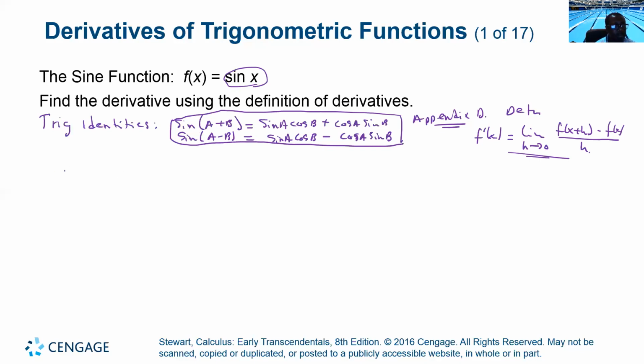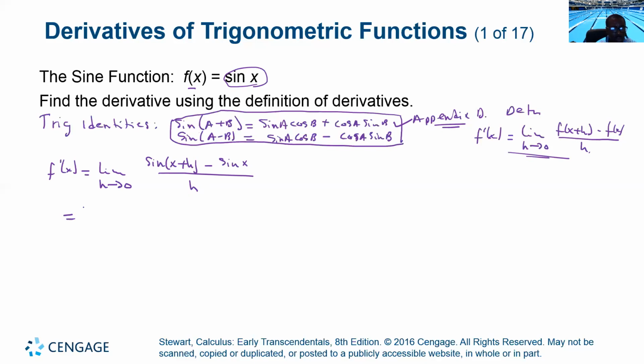So let us apply them. My f of x is sine x. So what is my f prime of x? F prime of x is the limit as h goes towards 0 of sine of x plus h minus the sine of x, divided by h. We're going to use the first identity to expand the first term in the numerator.